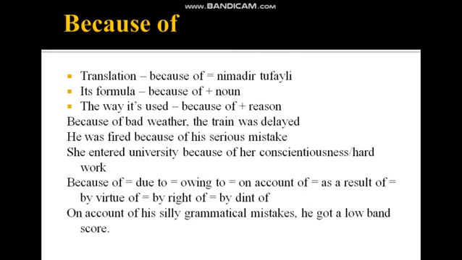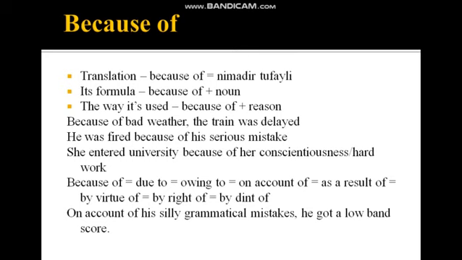So now let's pay attention to the examples given here. Because of bad weather, the train was delayed. See, because of bad weather, and the bad weather was the reason why the train was delayed. Okay, or he was fired because of his serious mistake, which means the serious mistake that he made was the reason. So she entered university because of her conscientiousness, which means hard work. So because of, see guys, that sounds so good.